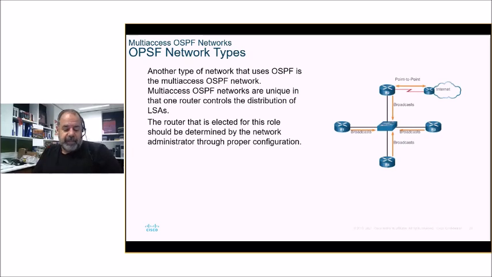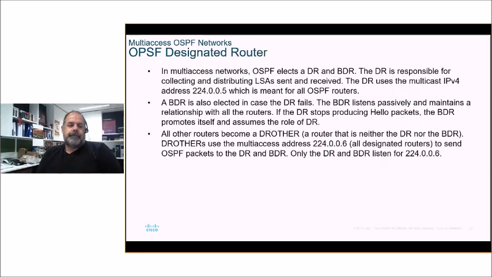Now, of course, we spoke about that election earlier, that a tiebreaker is the router ID, but there is a preferred way of setting the DR and BDR, and that's using interface priority. In all multi-access networks, OSPF elects a DR and BDR. The DR is responsible for collecting and distributing all link state advertisements sent and received. The DR uses the multicast IPv4 address 224.0.0.5, which all OSPF routers listen on.